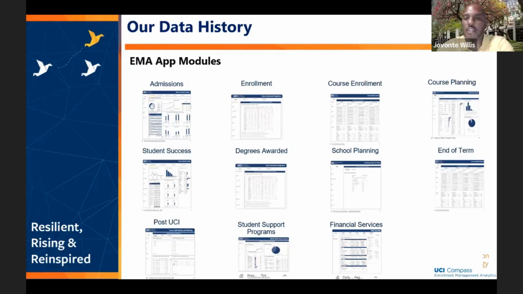So we have a module on admissions, and we have a module on enrollment, which looks at students who are enrolled at the university, what they look like, what majors they are, and so forth. We have a module on course enrollment, just seeing who's enrolled in what courses, what the capacity for courses is, what has been the historical enrollment, why students aren't able to get in, anything you can think about that.